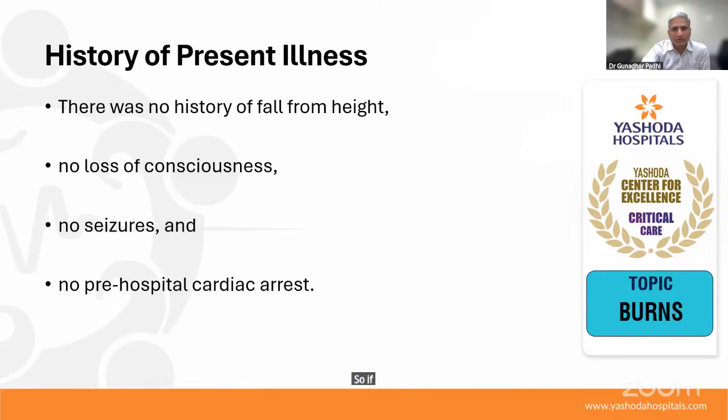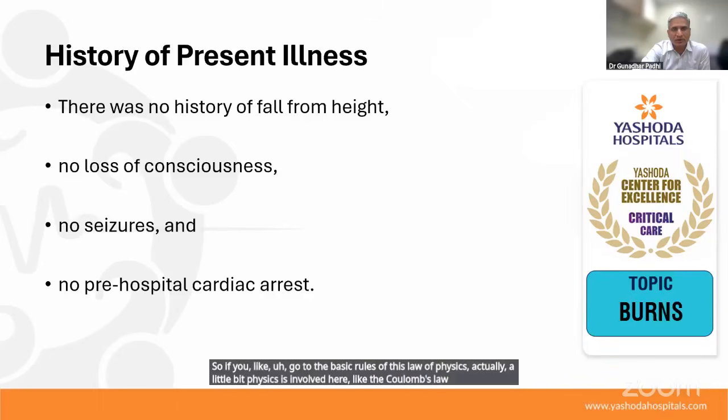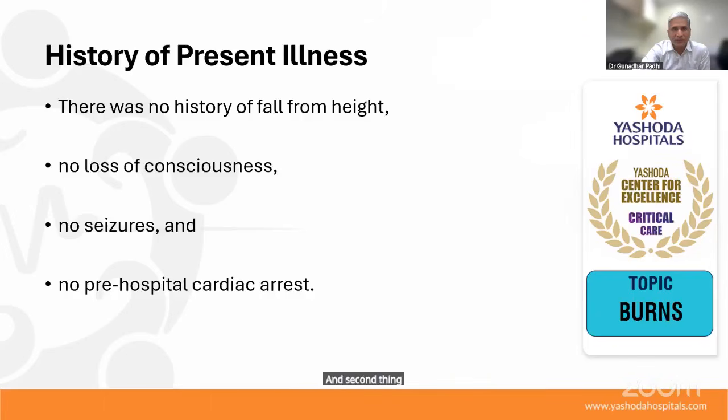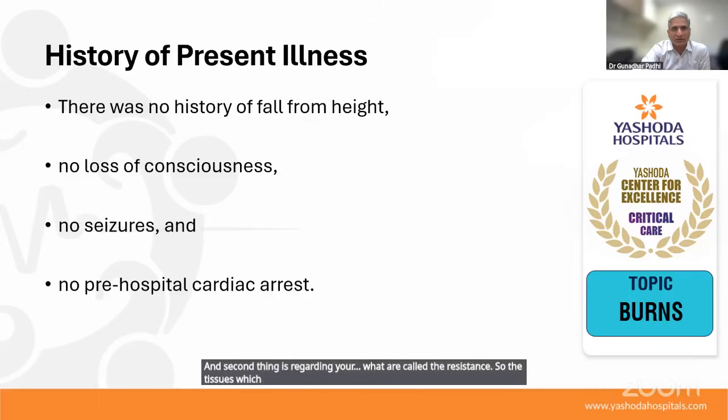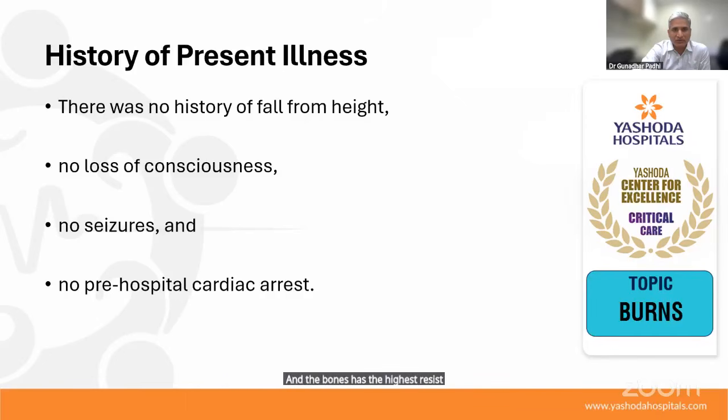If you go to the basic laws of physics, a little bit of physics is involved here, like Coulomb's law and Joule's law. The heat generated is directly proportional to the intensity of the current, so the more the intensity of the current, the more the thermal burns. The second thing is resistance. The tissues with the lowest resistance are more affected by the current. The nerves have the lowest resistance, as you mentioned, and the bones have the highest resistance to the current. So that is the reason.